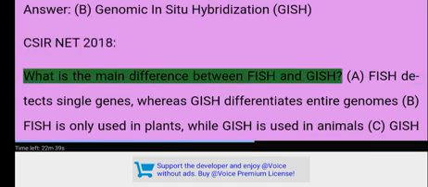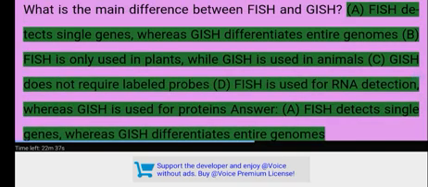CSIR-NET 2018. What is the main difference between FISH and GISH? A. FISH detects single genes, whereas GISH differentiates entire genomes. B. FISH is only used in plants, while GISH is used in animals. C. GISH does not require labeled probes. D. FISH is used for RNA detection, whereas GISH is used for proteins. Answer: A. FISH detects single genes, whereas GISH differentiates entire genomes.